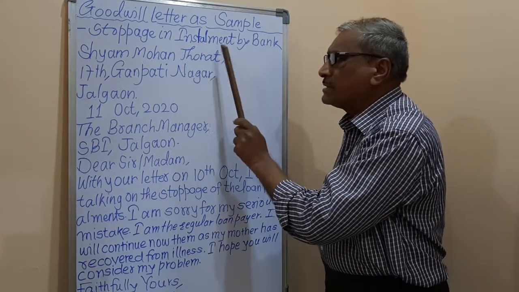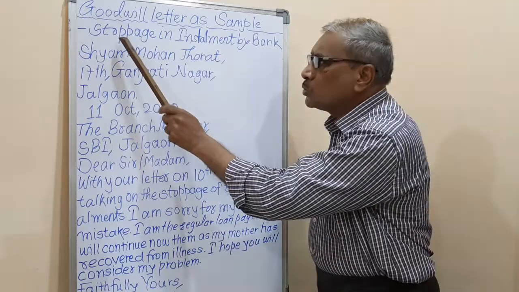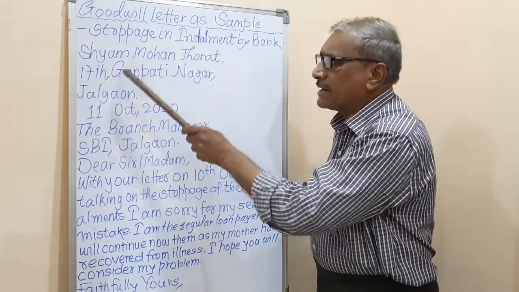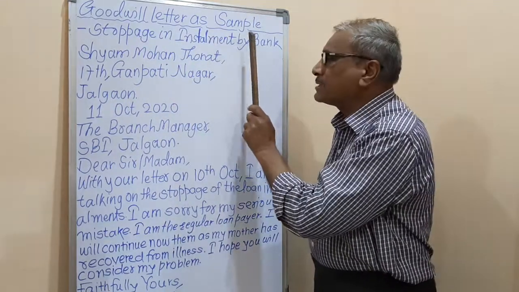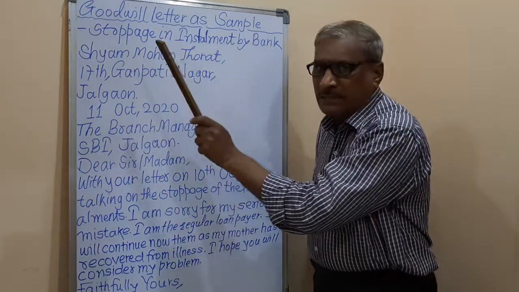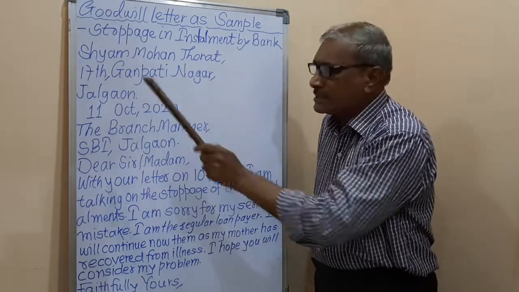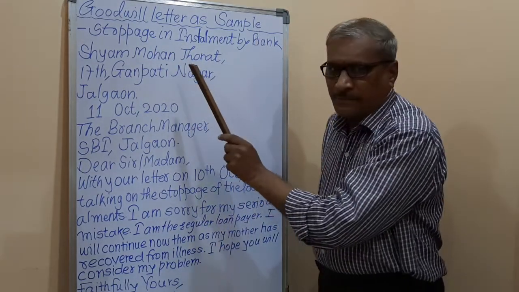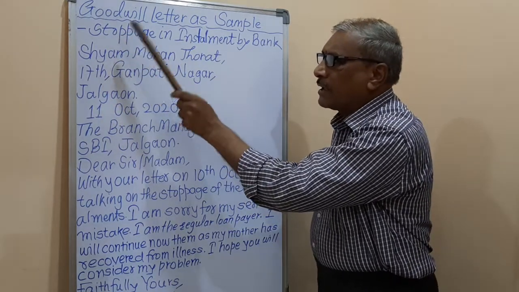Now that customer has become late to fulfill all the installments, and that's why the bank has stopped the account, or stopped the procedure of the loan system, and the bank has sent a letter to that customer. That's why the customer is now writing this letter to the bank, because the bank has broken the credit of the customer.